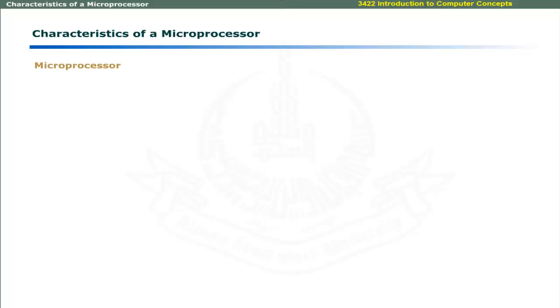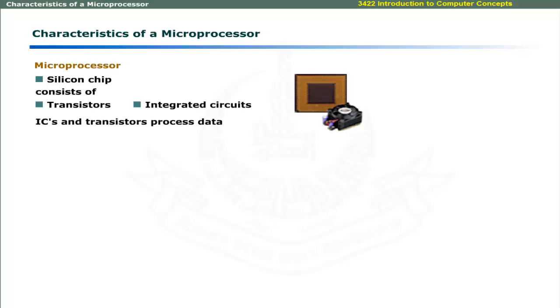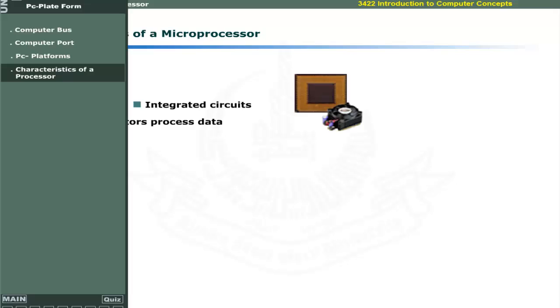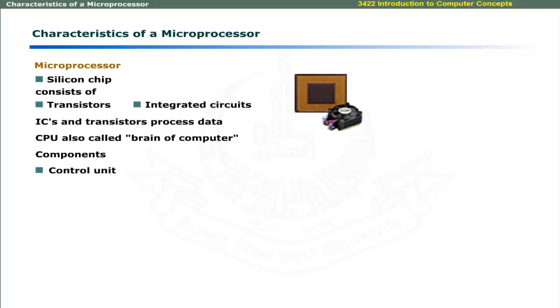Dear learners, a microprocessor is a small silicon chip made up of a number of transistors and integrated circuits which work together to process information at an incredible speed. A microprocessor, or CPU, is sometimes called the brain of a computer. The CPU comprises two main components. These are control unit and arithmetic logic unit.